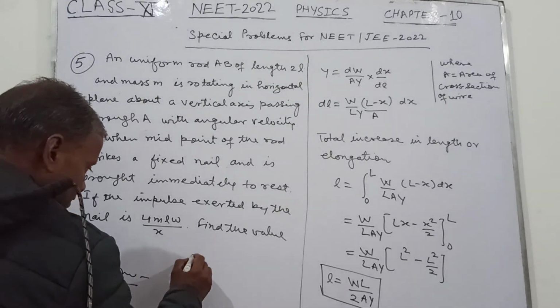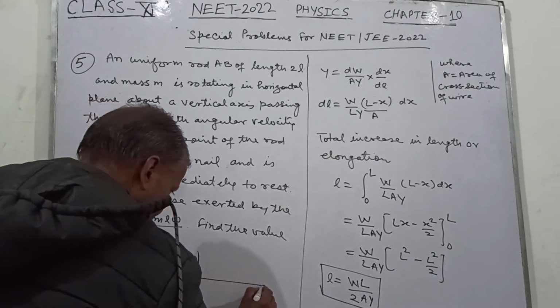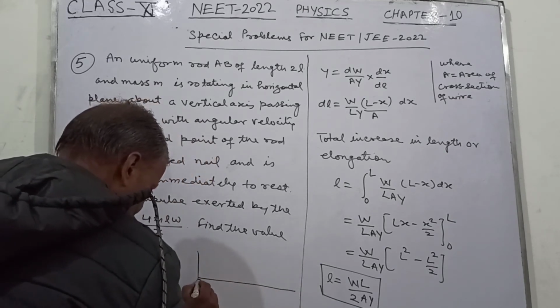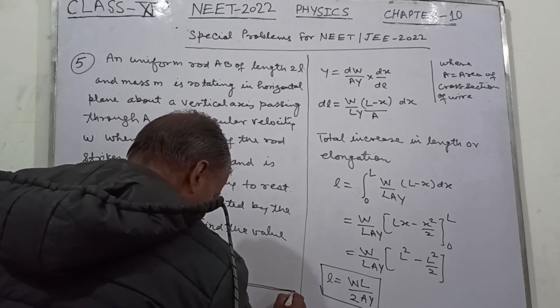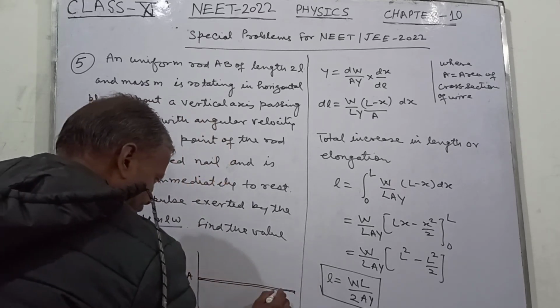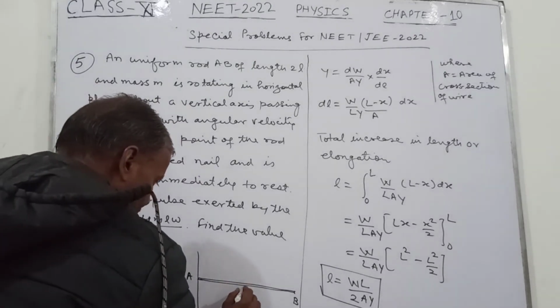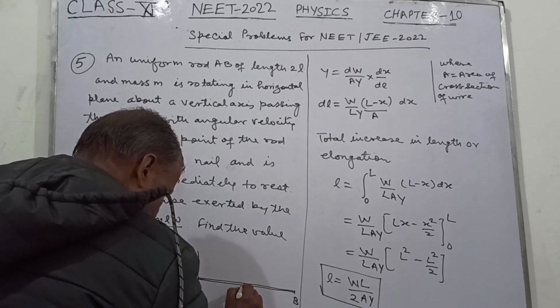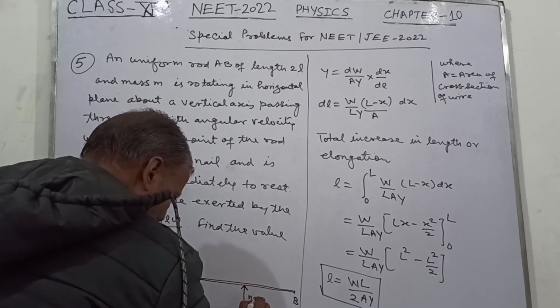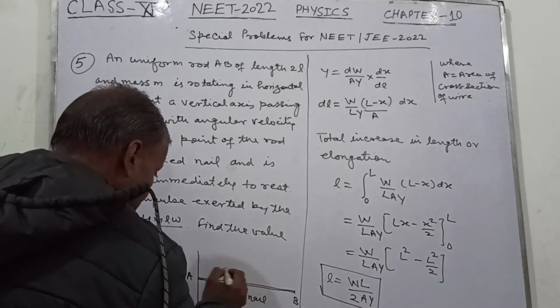What is given here? This is now a rod, the rod AB. Its length is 12. This is now a nail. Here, this is now a nail. And the length of the rod is 12.